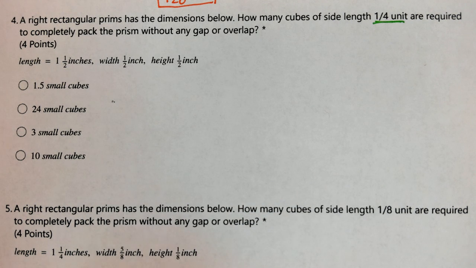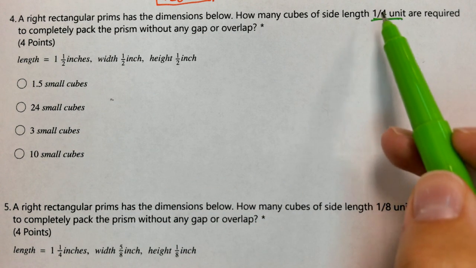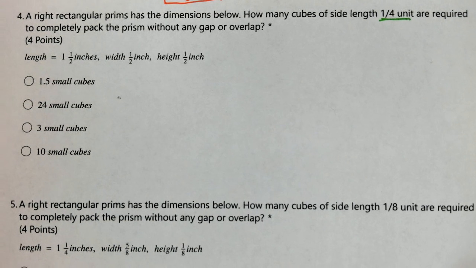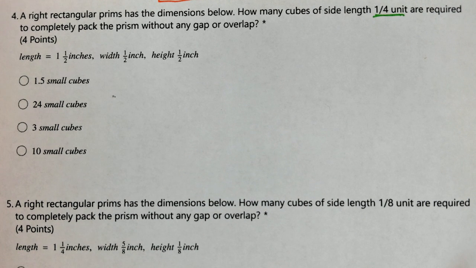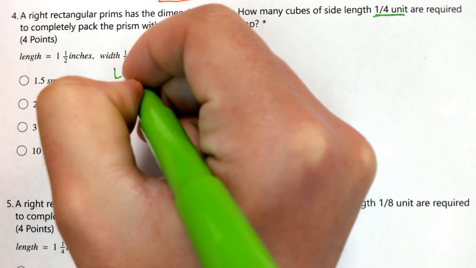So my first step, I am going to take my length, width, and height and divide them by this quarter unit so I can see how many of those smaller cubes fit in the length, width, and height. So first I'm going to start with my length.